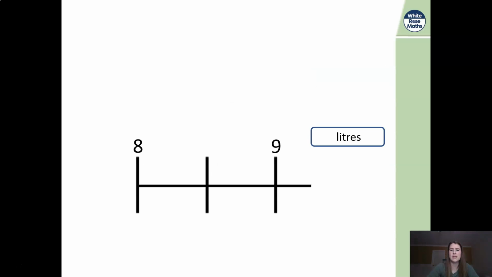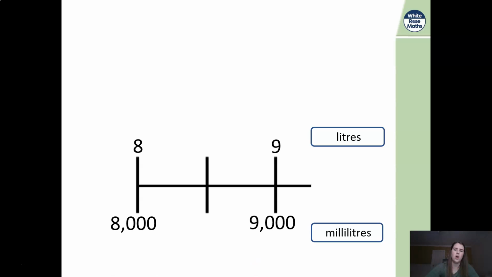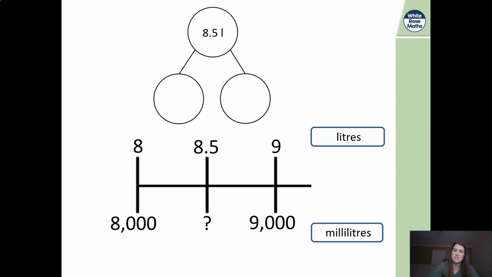If we're looking halfway between any given number, we know that there's a whole 1,000 between each whole litre or each whole metre, depending on which measurement we're looking at. So all we need to do is get from 8,000 to 9,000. What's half of that? Good, 8,500. And what would then be between 8 and 9? 8.5. Easy peasy. Okay, if you didn't understand that, let's have a look at it using our part whole.